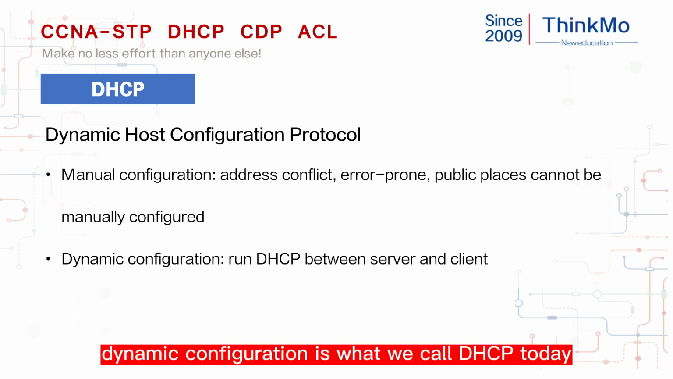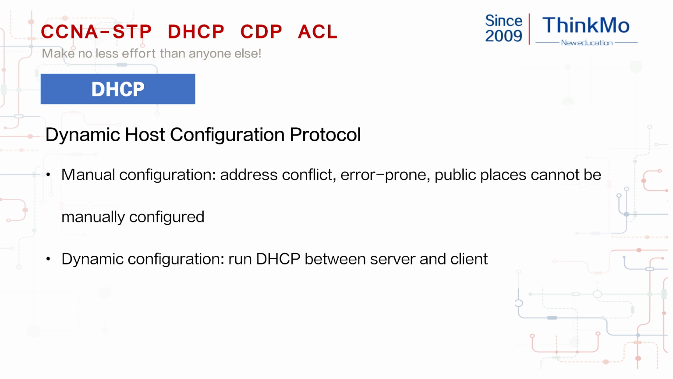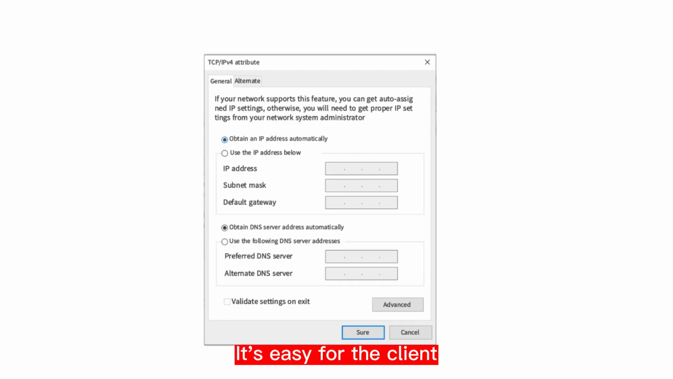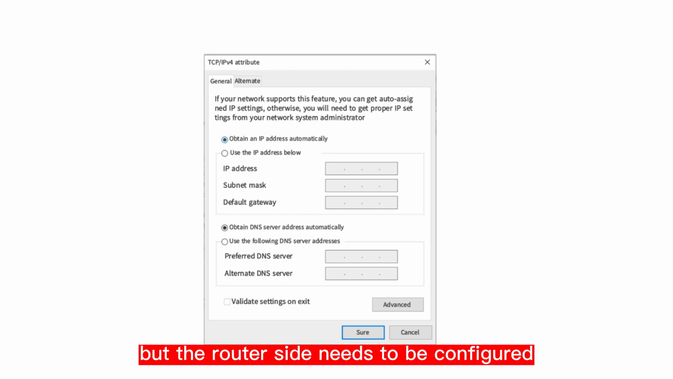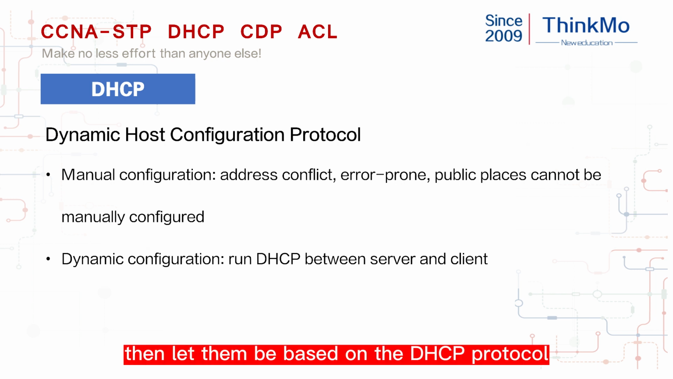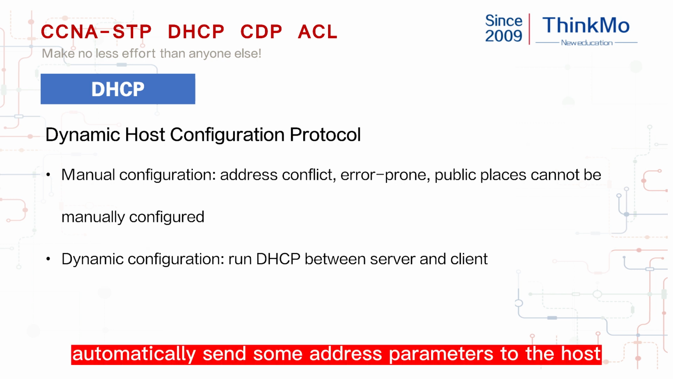Dynamic configuration is what we call DHCP today. Dynamic configuration requires running DHCP between the server and the client. It's easy for the client. You don't need to type the command. The client is a graphical interface. You just need to click this directly to run the protocol. But the router side needs to be configured, then let them be based on the DHCP protocol automatically send some address parameters to the host.